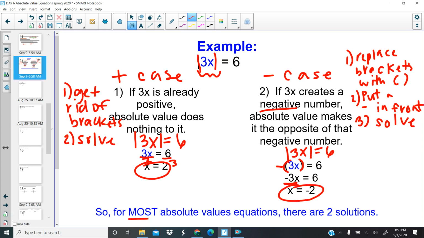So for most absolute value equations, there are two solutions. There is going to be something called an extraneous solution, which we're going to talk about in a minute. But let's go ahead and do a couple more examples.